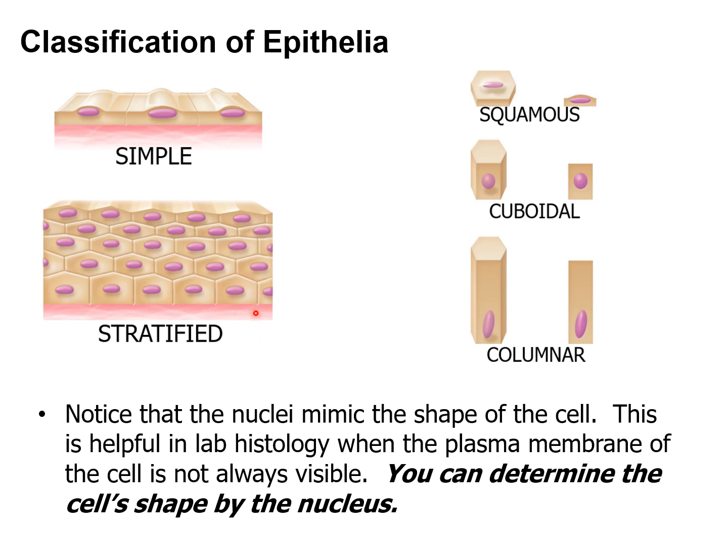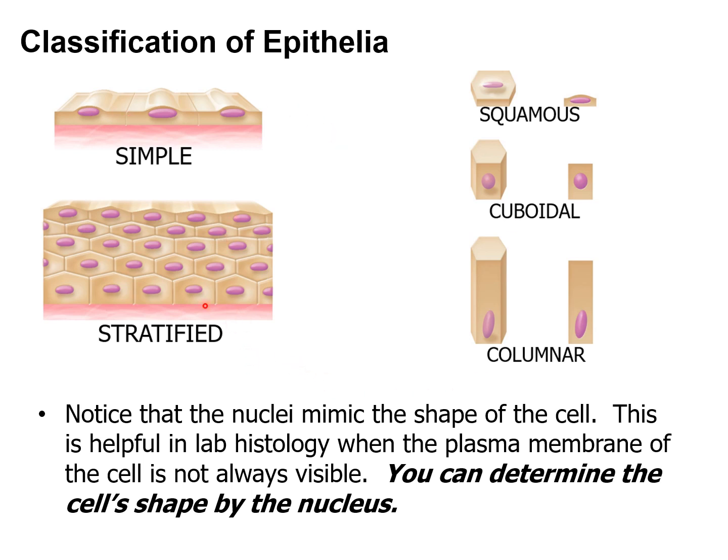If you can't determine the shape of the cell, although here you can, just look at the nucleus. The nucleus mimics the shape of the cell. So a flattened cell will have a flattened nucleus. A cuboidal cell will have a round nucleus. A columnar cell will have a tall and narrow nucleus. So how would you define this epithelia? This is simple squamous. Simple because there's one layer of cells, and squamous because it consists of flattened cells.